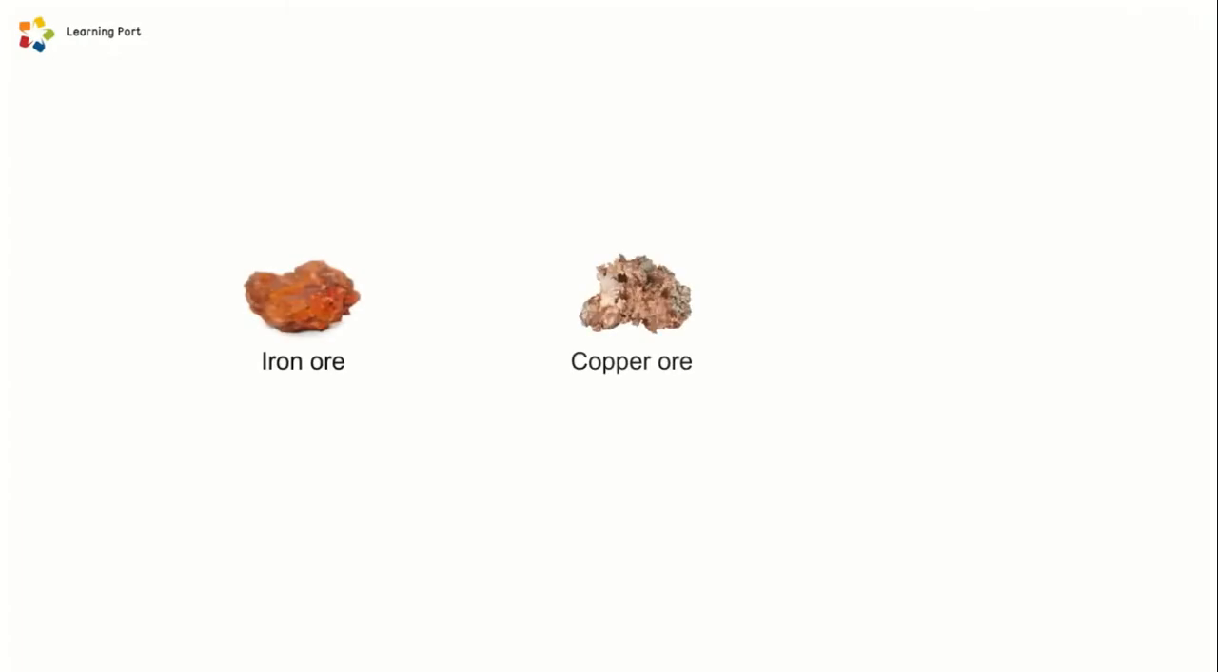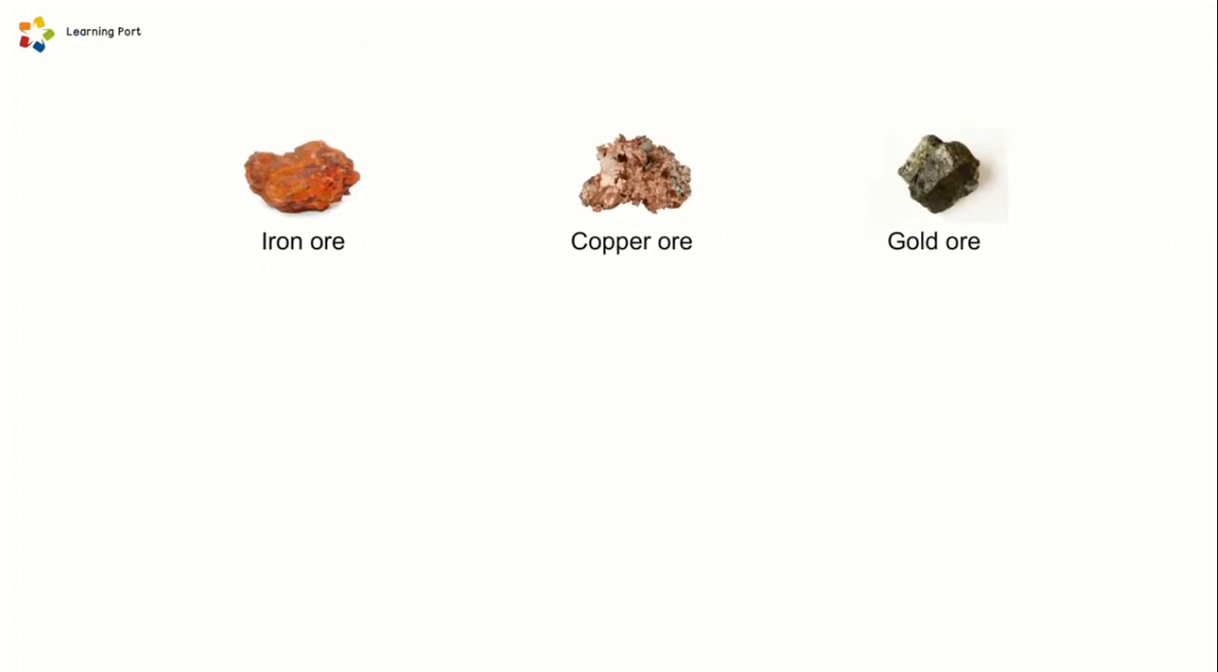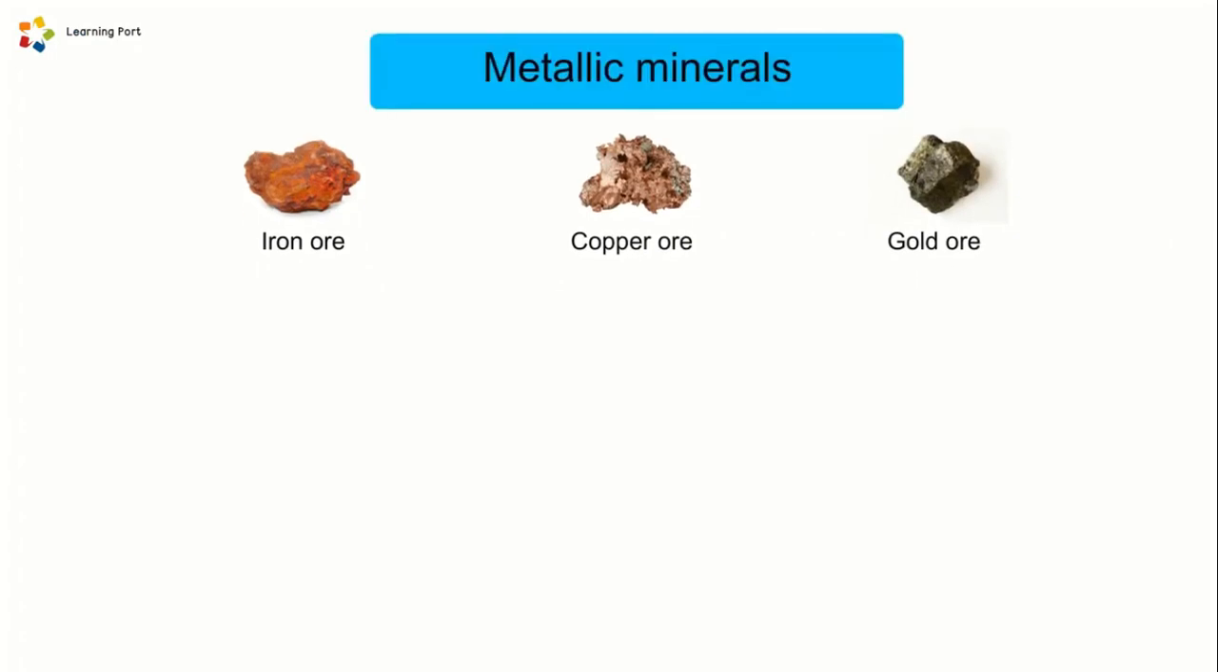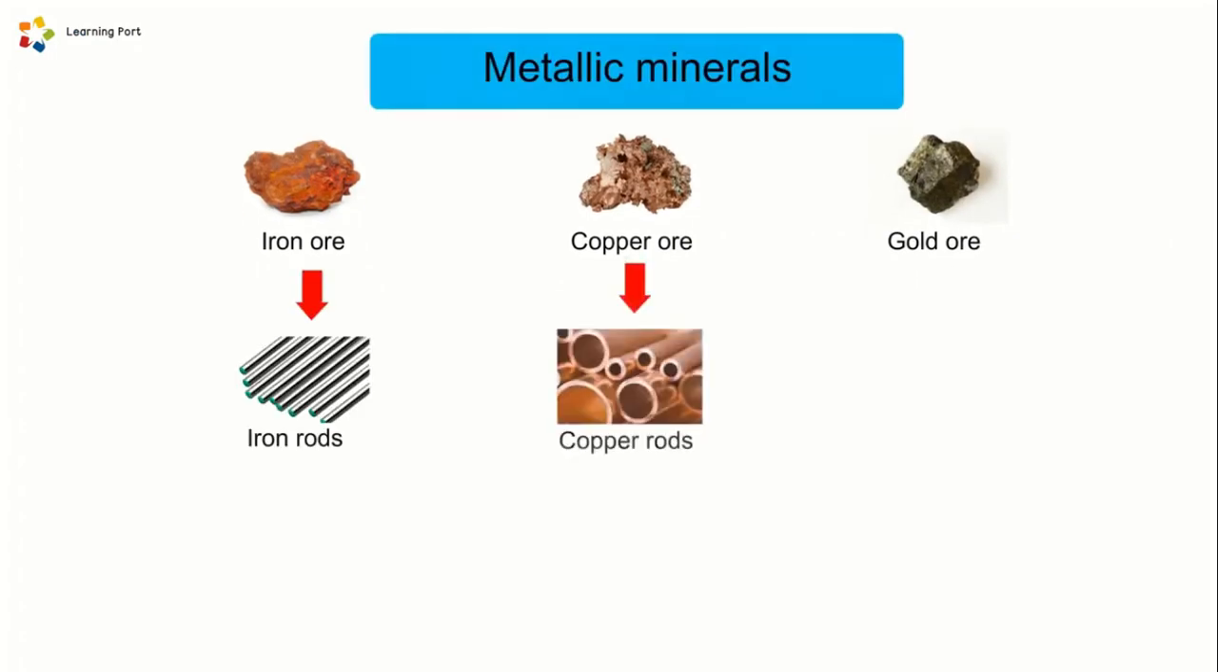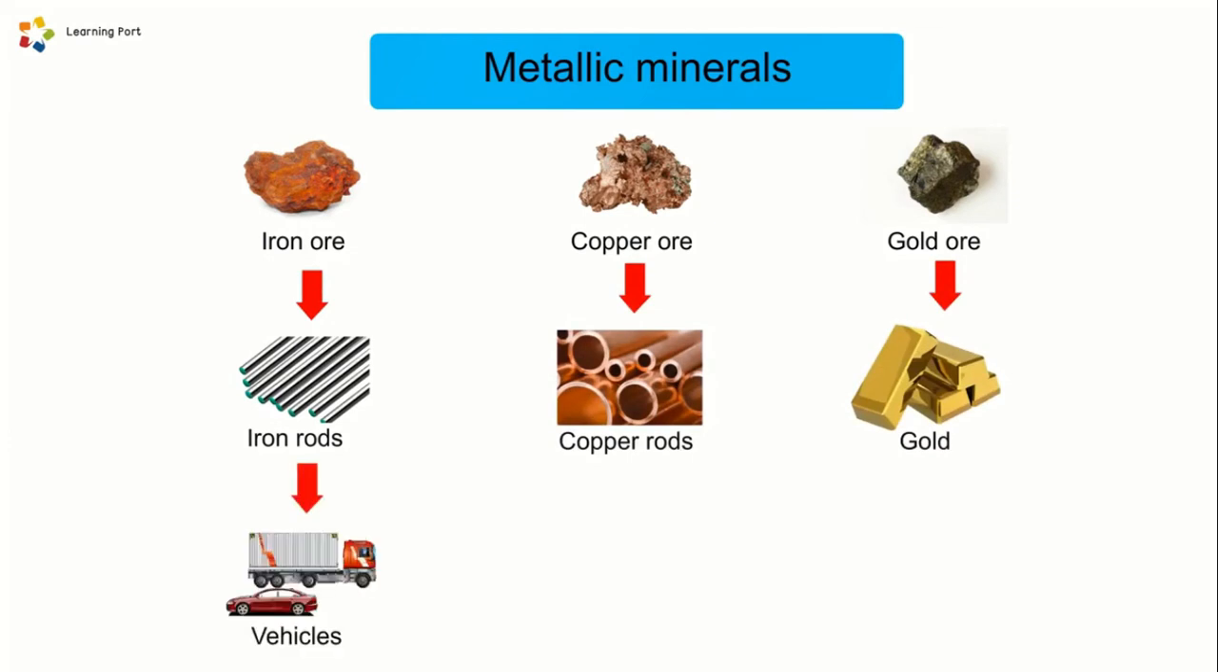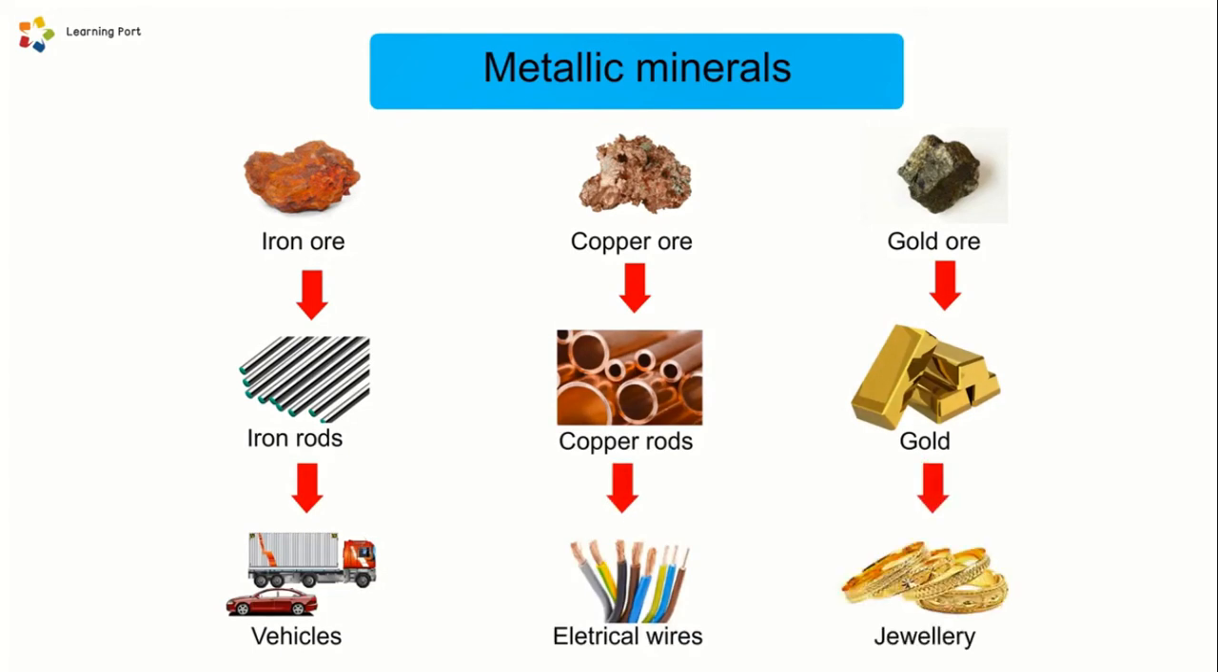Iron ore, copper ore, and gold ore are three examples of metallic minerals from which man has learned to extract the pure metals and use them for economic purposes. Iron is used to make vehicles, copper to make electrical wires, while gold is made into jewelry.